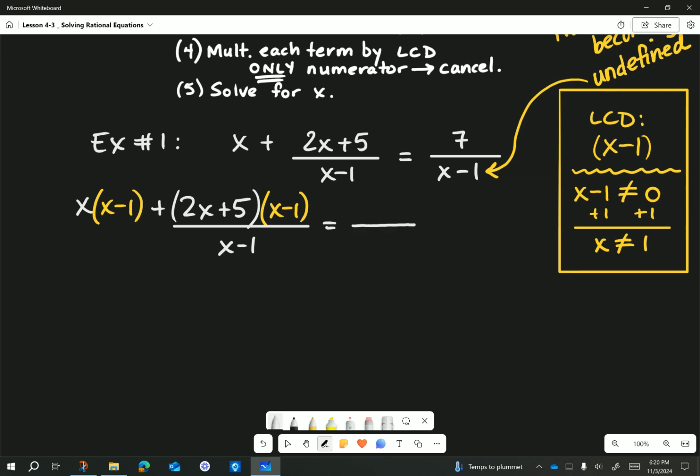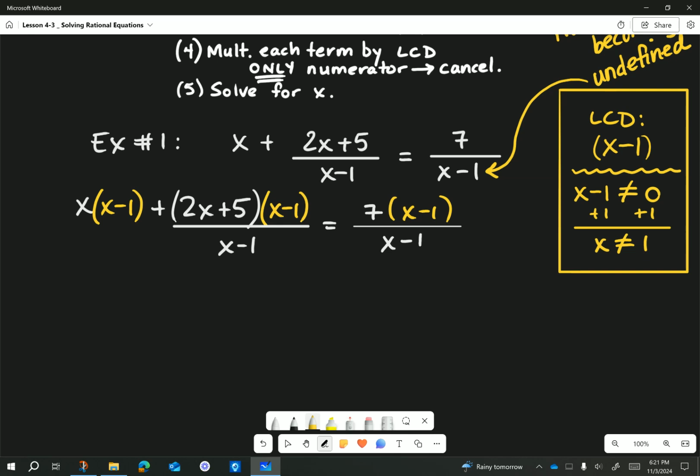Equals, now we have 7 over x minus 1. My 7 is in the numerator. It also needs to be multiplied by x minus 1. And I need to bring down that other x minus 1. So each term was multiplied by an x minus 1 to the numerator value. And if you notice in step number 4, once you do that, you need to look for opportunities if you can cancel. Cancel like factors.